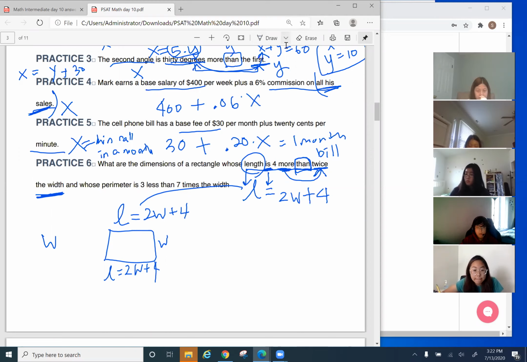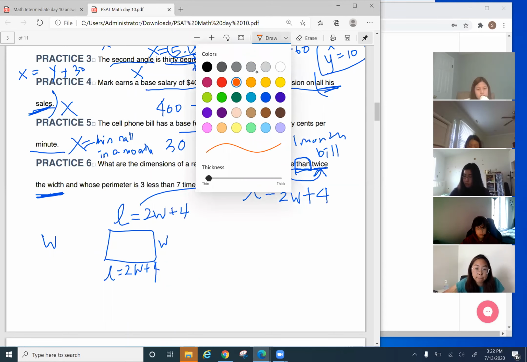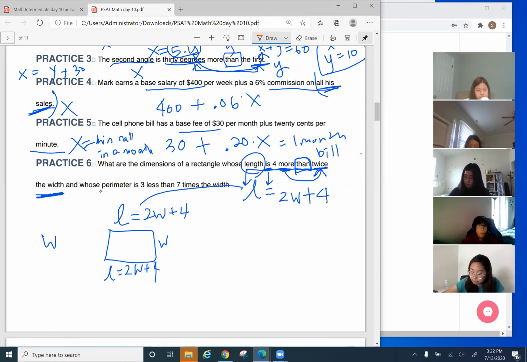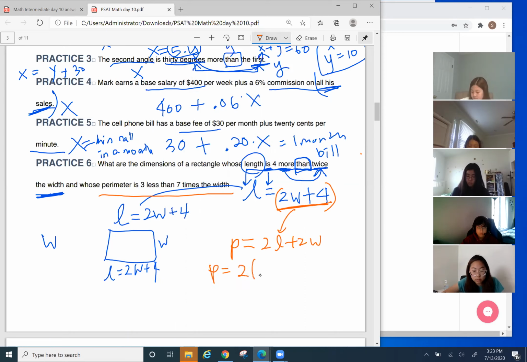We're talking about the perimeter equation. What's the perimeter equation of a rectangle? 2L plus 2W, right? And then here, each L is 2W plus 4, so we're going to substitute this in. Then we get perimeter is 2 times L, which is 2W plus 4, plus 2W.